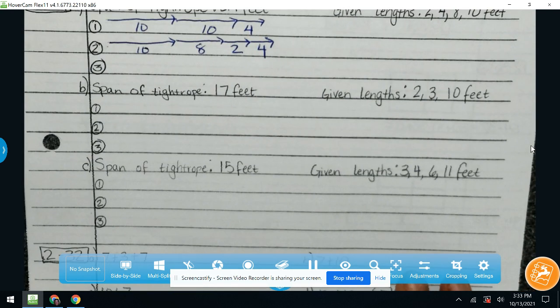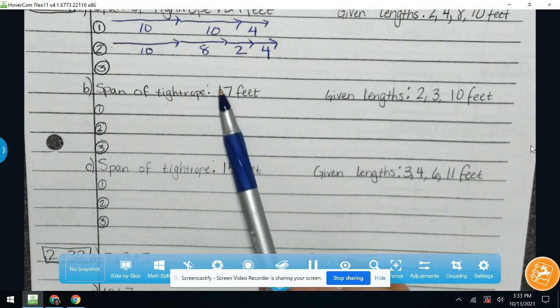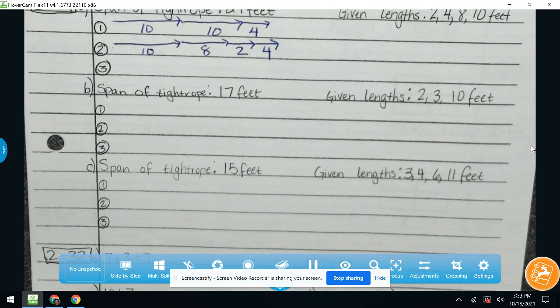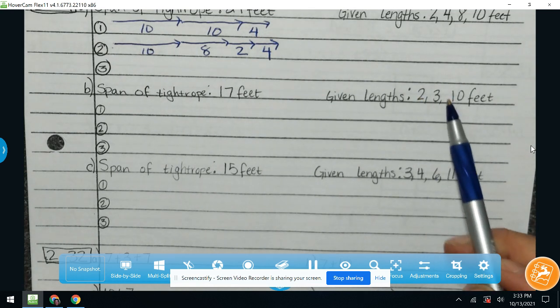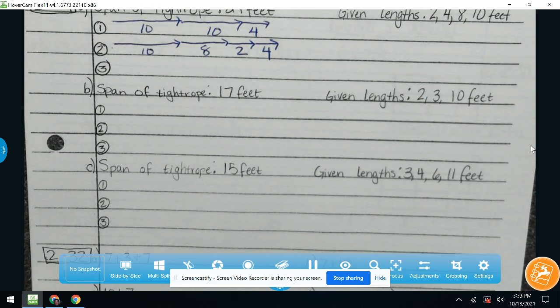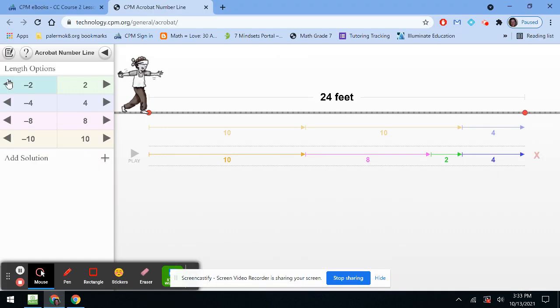We're gonna move on to Bravo, where now Cecil has 17 feet. That is how long his tightrope is, and he can move 2 feet, 3 feet, and 10 feet at a time. Now on this tool, we're gonna go right here to the paper and the pencil. We're gonna click on it, and we're gonna move to choose a puzzle.